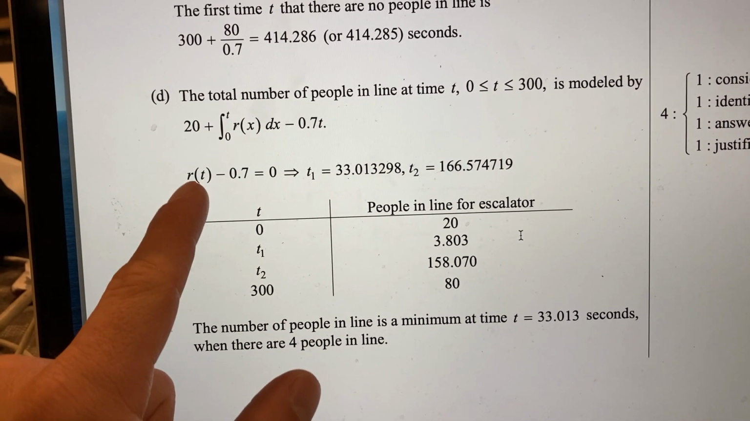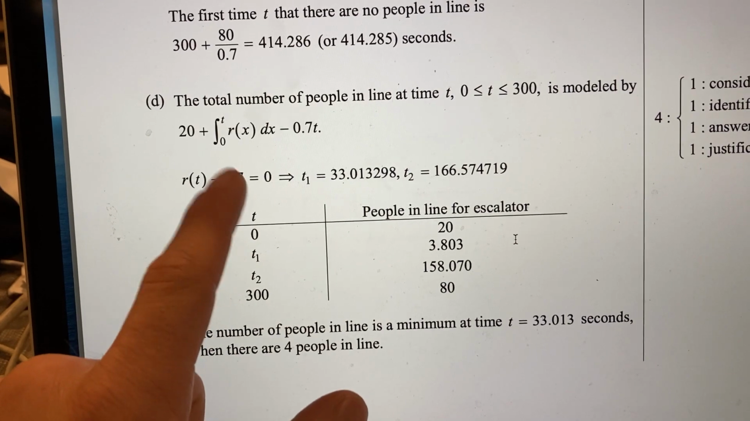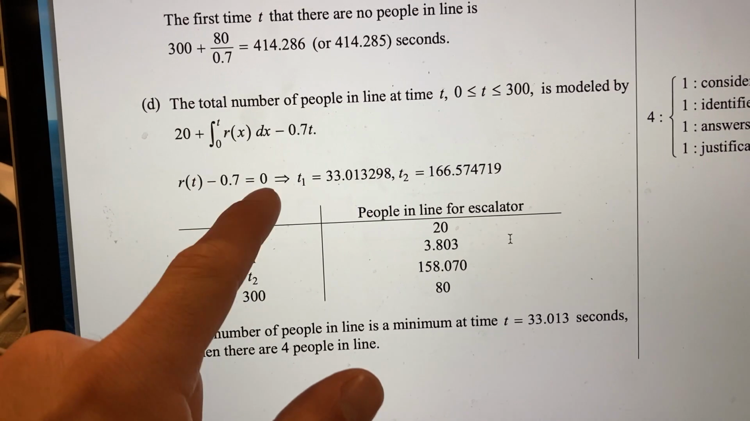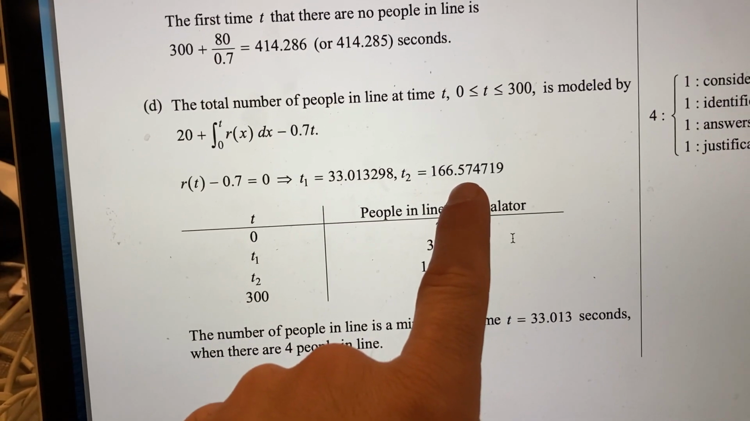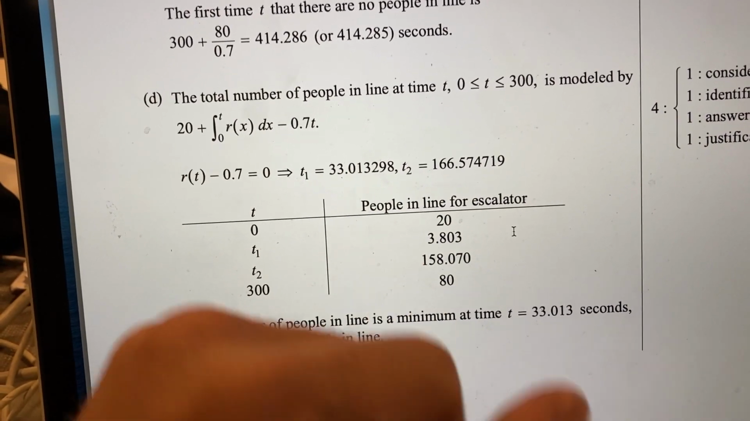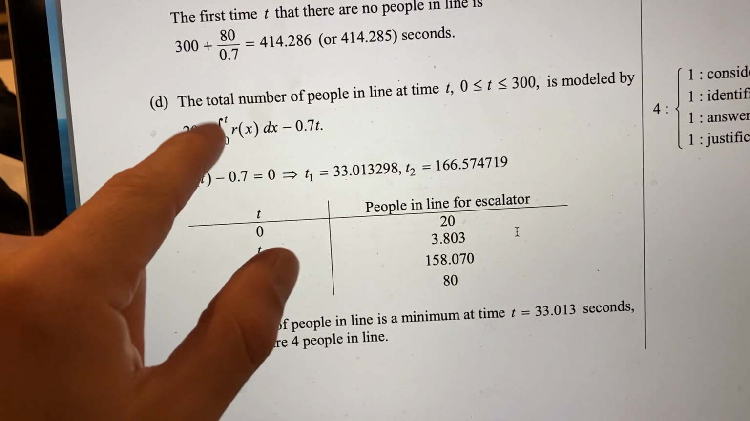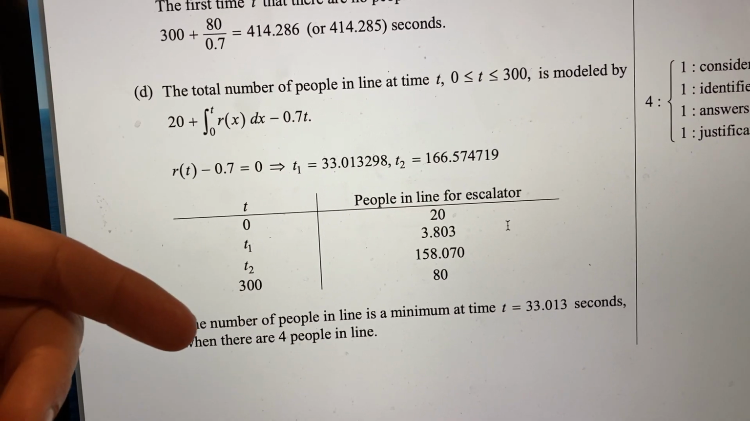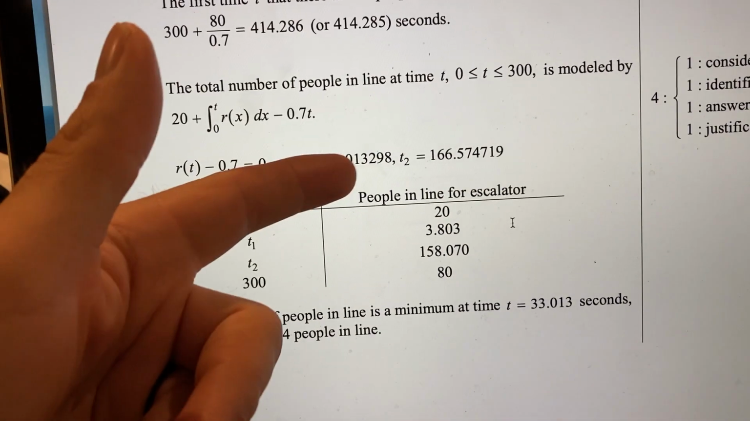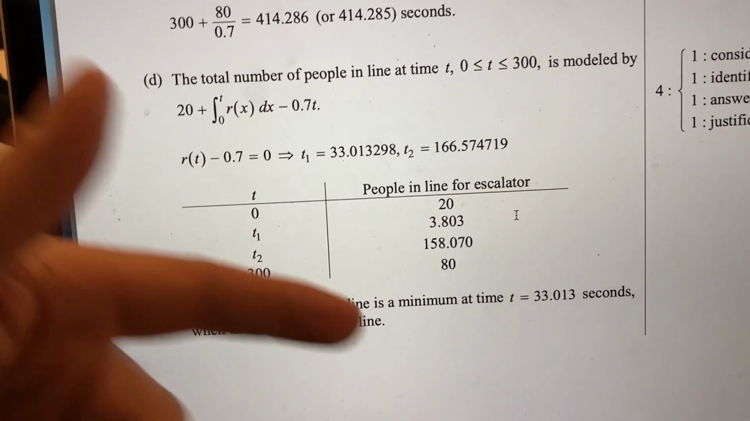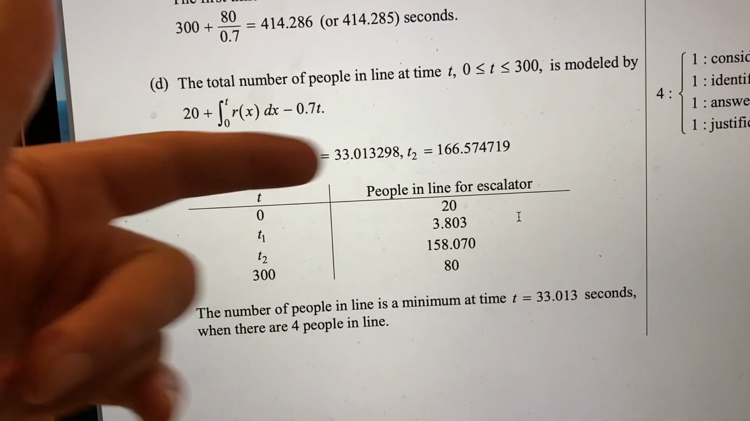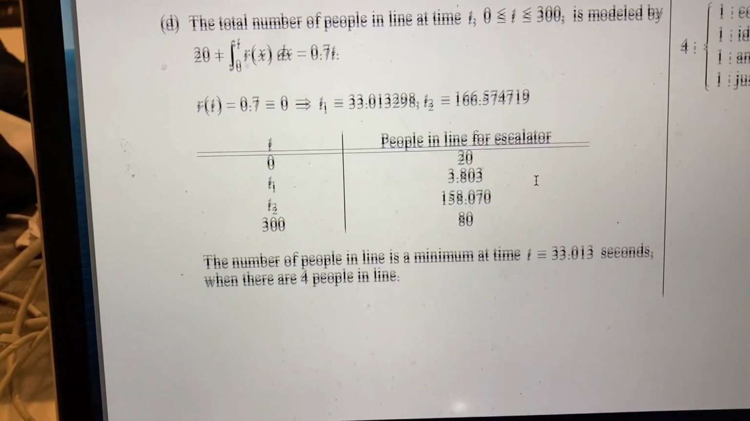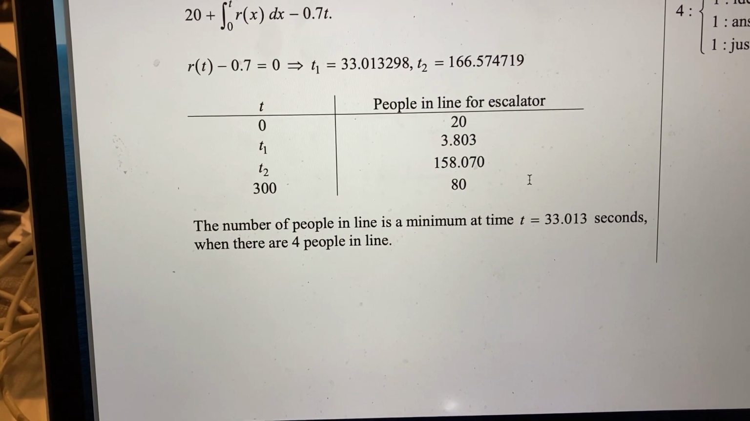So it's R of t. We had to include the 0.7. I don't think I included the 0.7. So R of t minus that has to be equal to 0. You find two numbers right here, and then we just plug those in using our calculator. We're going to probably use the integrand. Integral 0 to 33, figure out how many people are in line. 0 to 166, how many people are in line? That's the minimum. Okay, there it is.